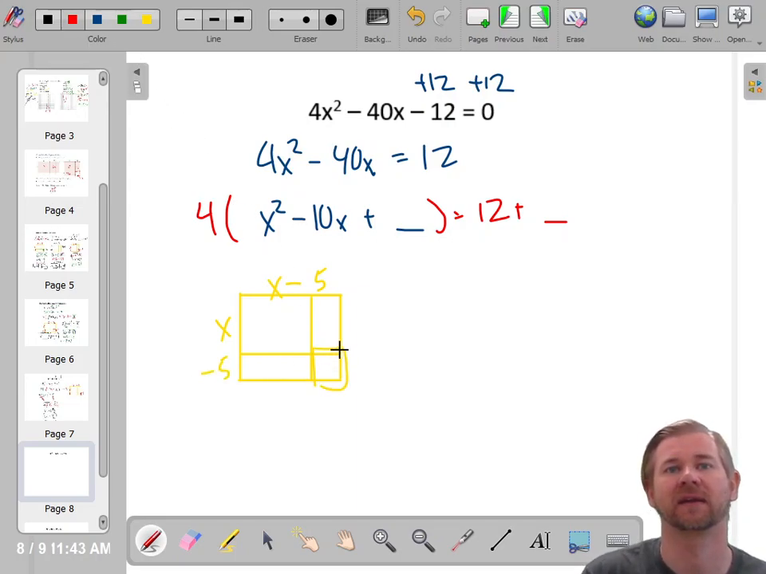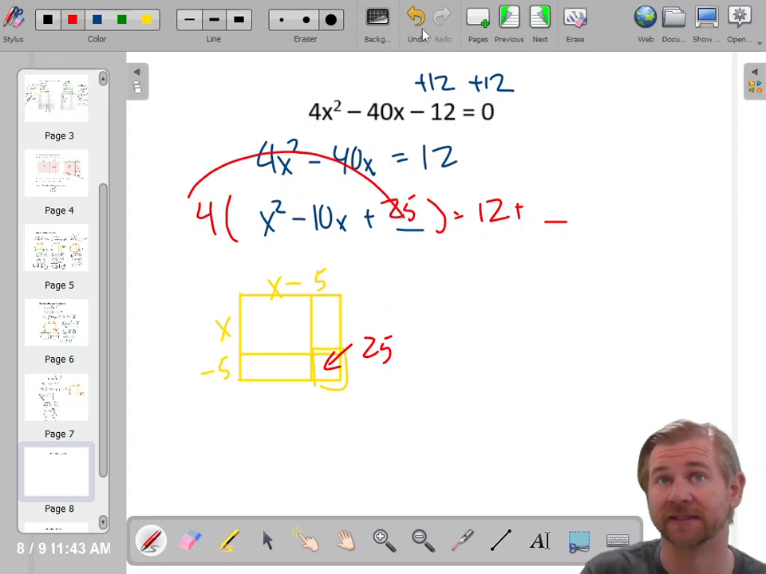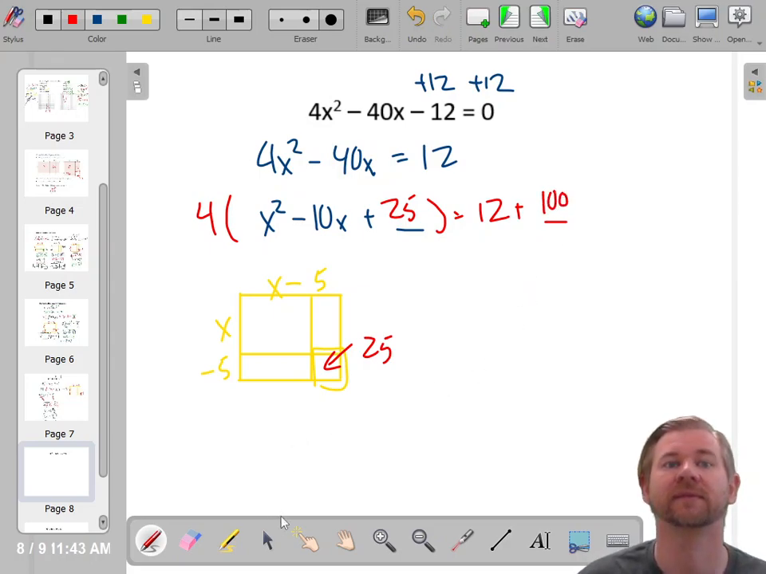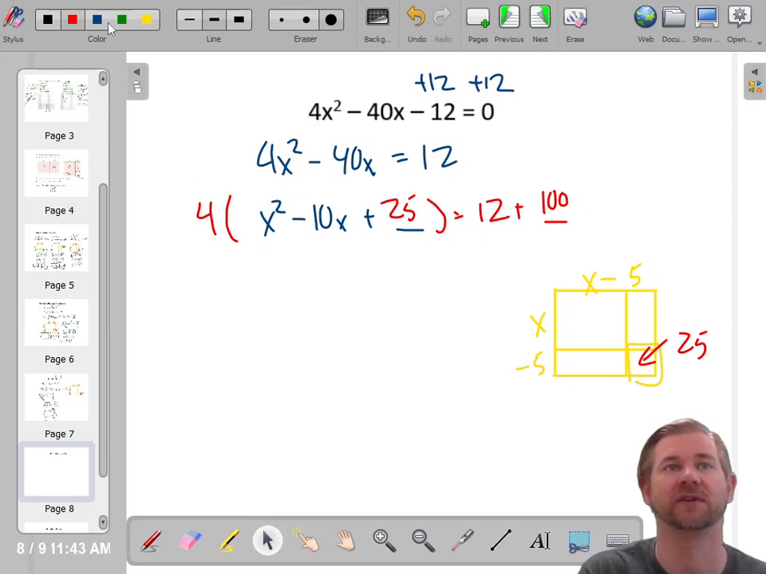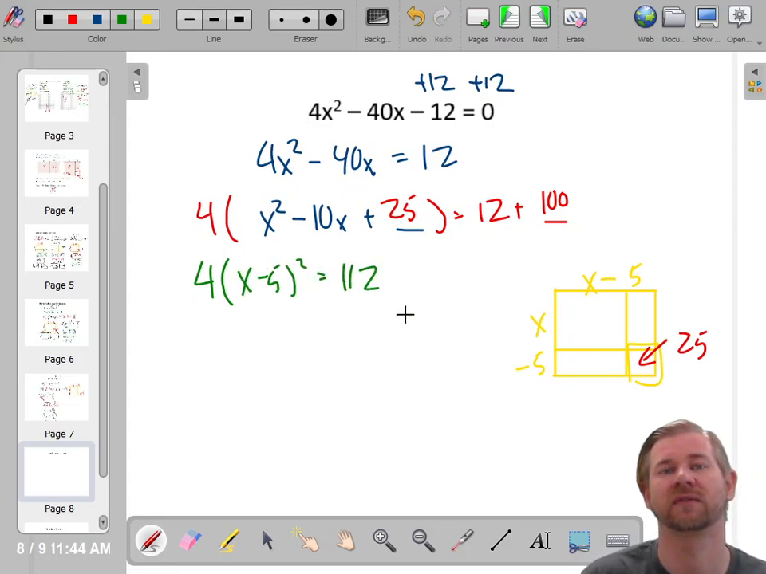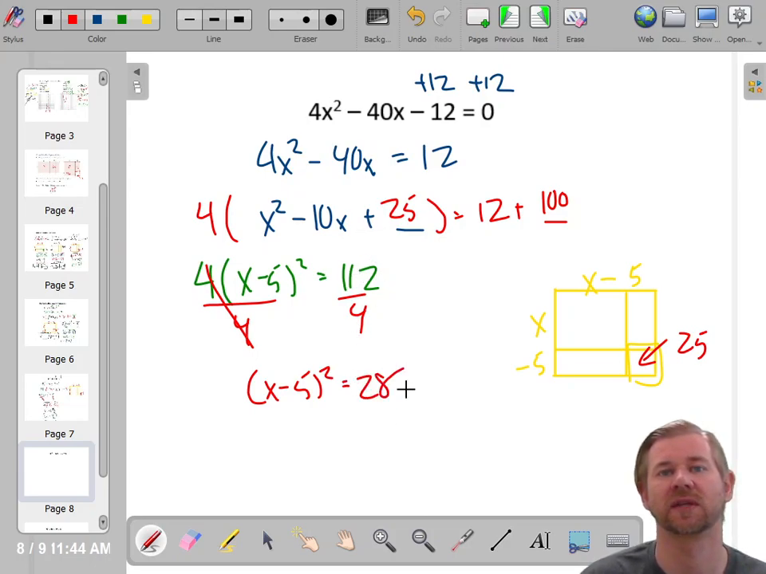So what am I adding? 5 times 5 is 25. Okay, 25 goes right there. But really, that's 100. So add 100 to both sides, because 4 times 25 is 100. Now I've got 4, and when I factor this guy, I get x minus 5 squared. And on the right side, I have 112. So first, divide by 4. X minus 5 squared equals, that's 25 and 3 makes 28.